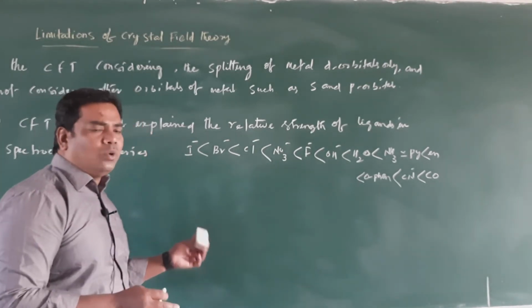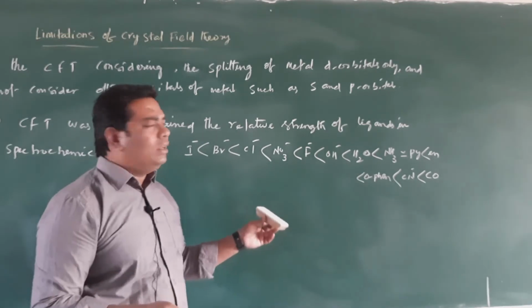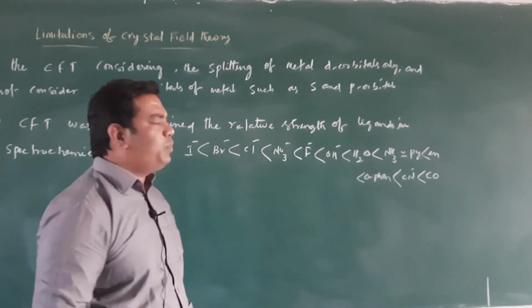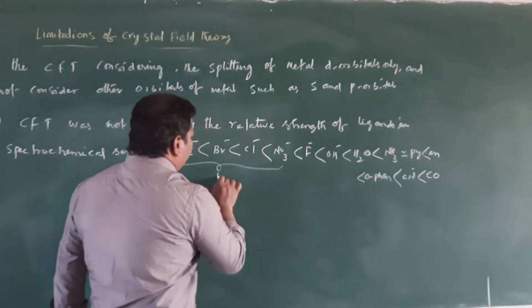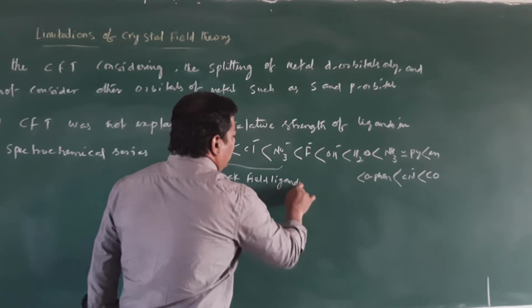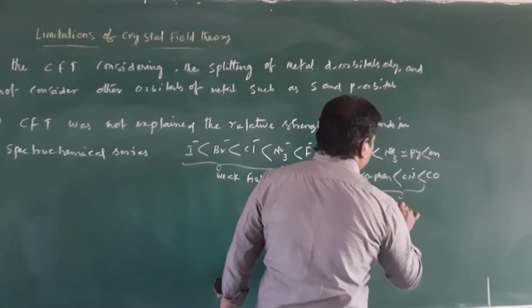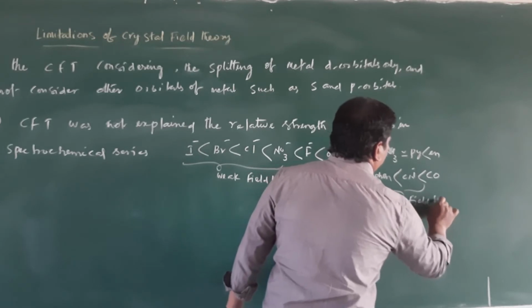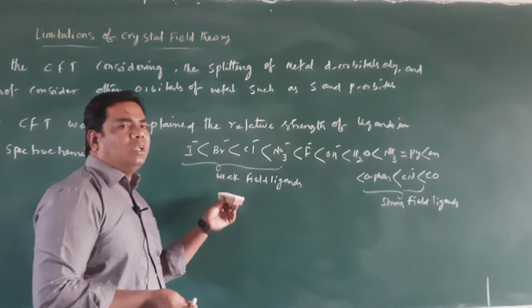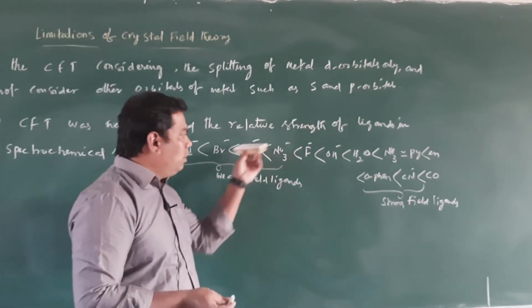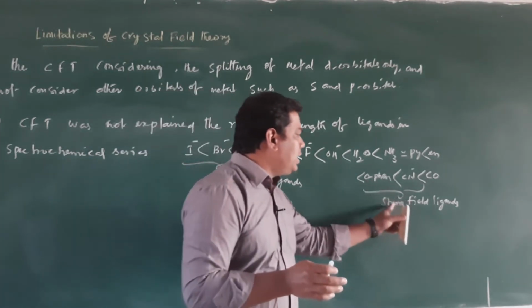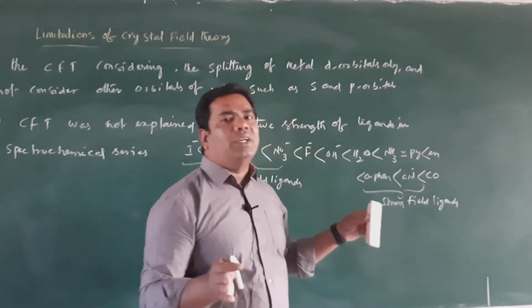So what is the spectrochemical series? The arrangement of different ligands in increasing or decreasing order of their field strength is known as the spectrochemical series. These are the weak field ligands, and generally these are the strong field ligands. If the metal atom is surrounded by weak field ligands, the splitting magnitude value will be less. If it is surrounded by strong field ligands, the splitting magnitude value will be large.